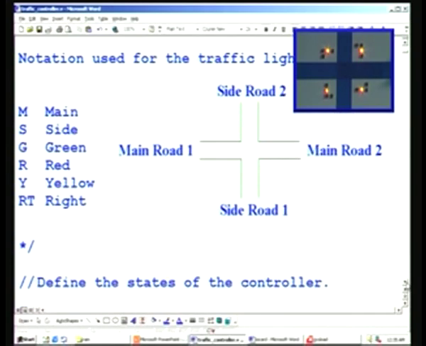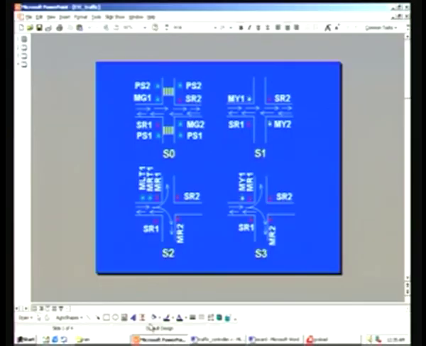This is the road here. Before that, let us have a look at the PowerPoint presentation for the same with the amended code.